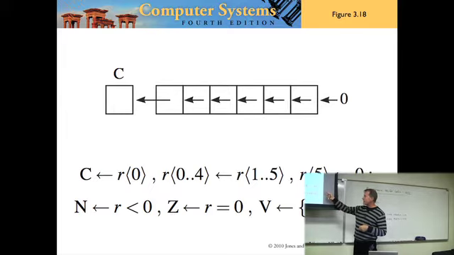And then what does a semicolon mean? Sequential. After that shift takes place, what is the value of N? N gets what? Finally, R is less than 0. Z gets R equals 0. And now here we have an informal specification. What do we say, V?